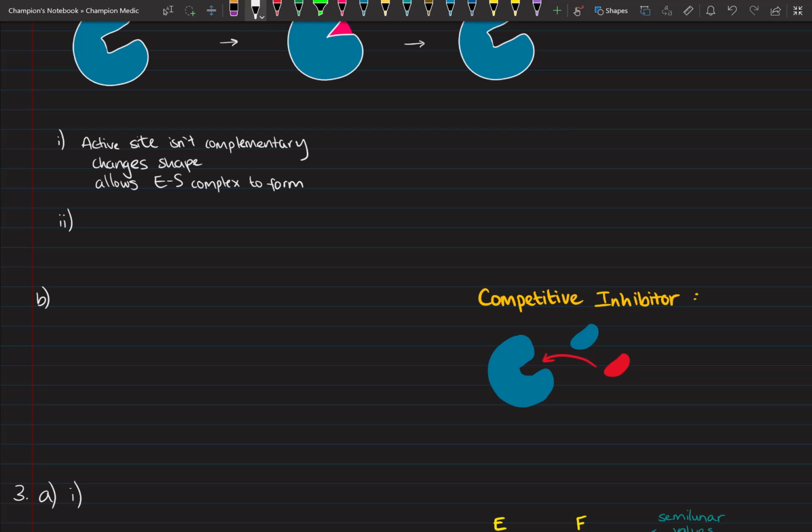Part 2 is asking us to describe one way in which the lock and key model is different from the induced fit model. We've just gone through that. The reason is that the active site does not change shape or mold around the substrate, because in the lock and key model the active site is already directly complementary to the substrate.